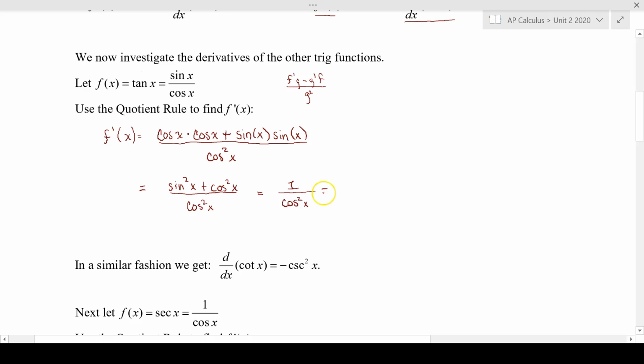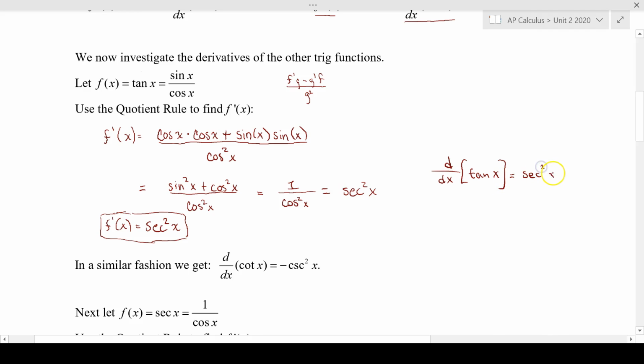Well, 1 over cosine squared can actually be simplified as well, because the definition of secant is 1 over cosine, so this is just going to be secant squared x. So now, if you ever forget how to find the derivative of tangent, now you have the tools to find that derivative. Okay, so f prime is just secant squared x. So if I want to find the derivative d/dx of tan x, that's going to be equal to secant squared x.